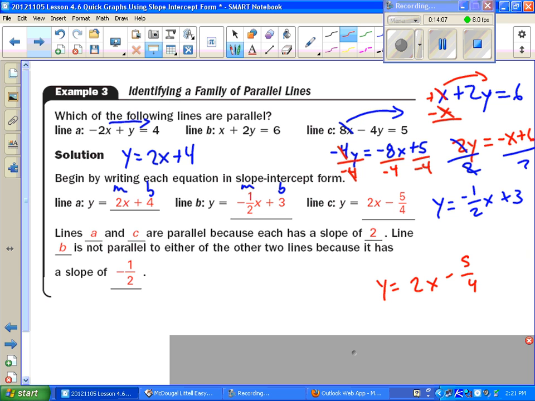So what you have here, as you're looking at it, you have mx plus b. The important part with slope is that they have the same slope when you're talking about parallel lines, and line C and line A both have 2 as their slope, so that means they are parallel.